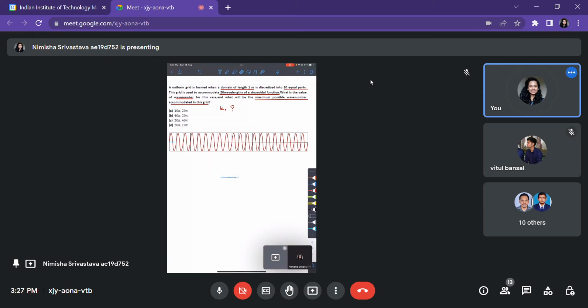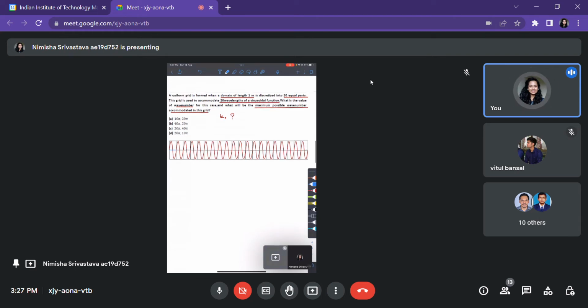Then fine. So what is it asking me? What is the value of the wave number for this case? So wave number is given by 2 pi by the wavelength. So what is the wavelength for this question? It's equal to 1 by 20. So therefore my wave number is going to be 40 pi.